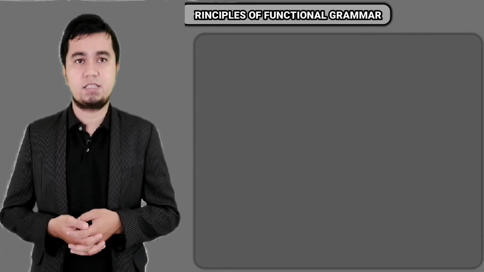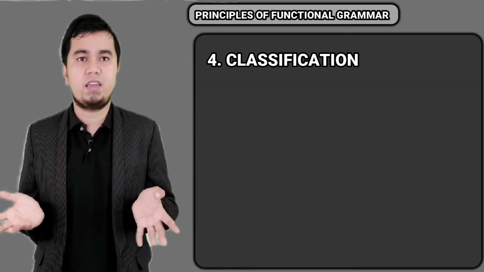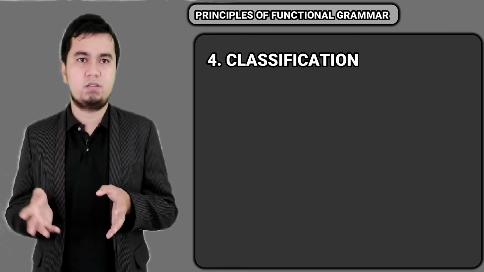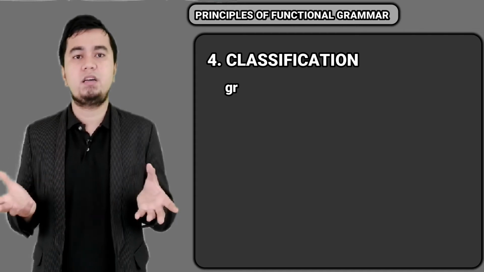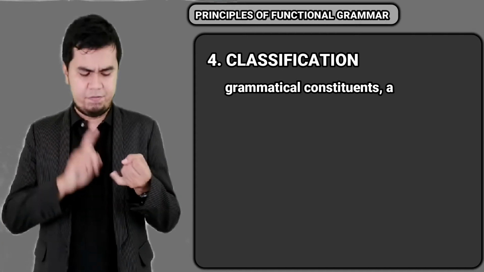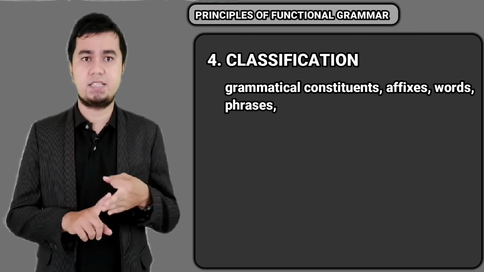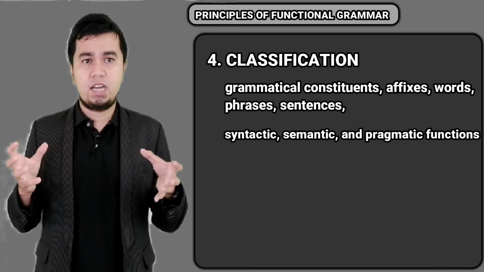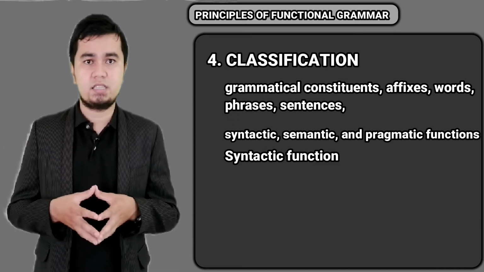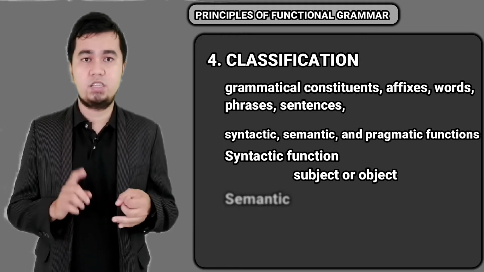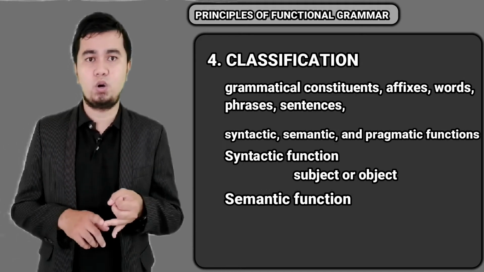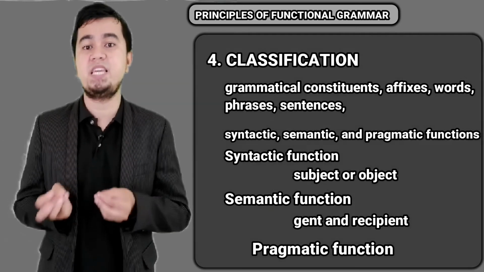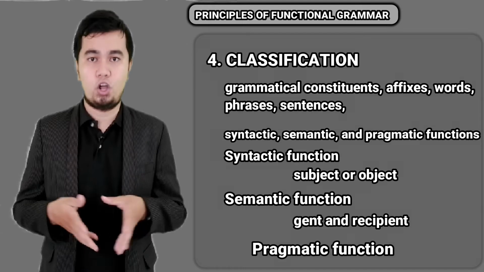And the fourth one is classification. It means it classifies grammatical categories in terms of their communicative functions. All grammatical constituents, be they affixes, words, phrases, or sentences, have syntactic, semantic, and pragmatic functions. The syntactic function includes such roles as the subject or the object. The semantic function includes roles such as agent and recipient. And the pragmatic function concerns the meaning that constitutes its context.